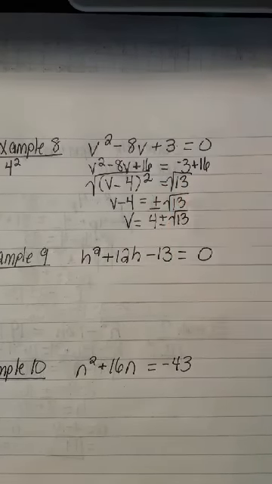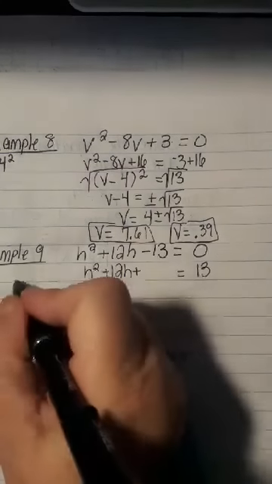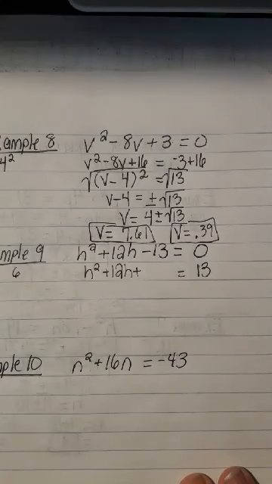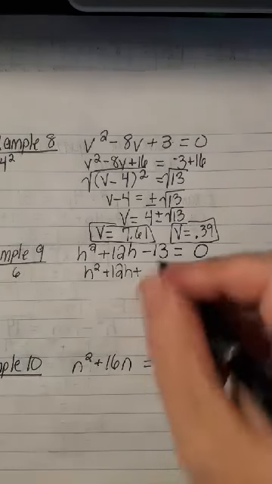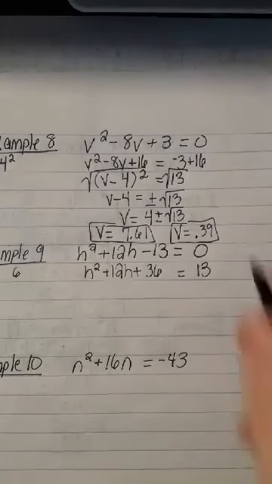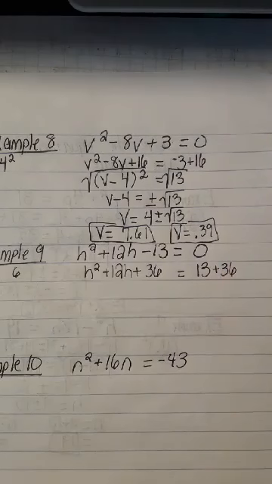I now want to complete my square over here on the left side. So you take half of 12, and half of 12 is 6. I'm just going to write that down right here. And then you square 6. 6 times 6 is 36, and that's what goes at the end. And then your 36, you have to add to the right side as well.